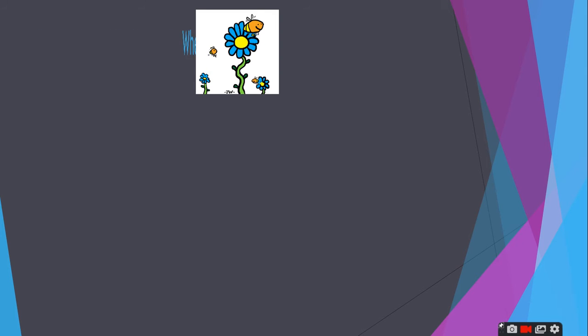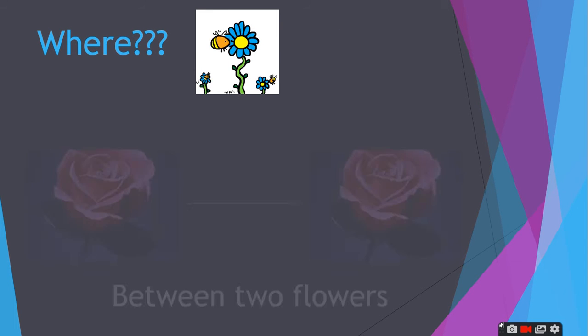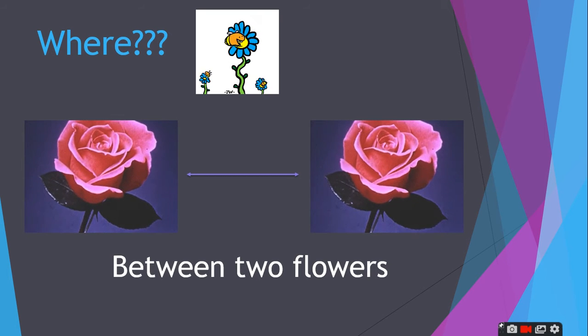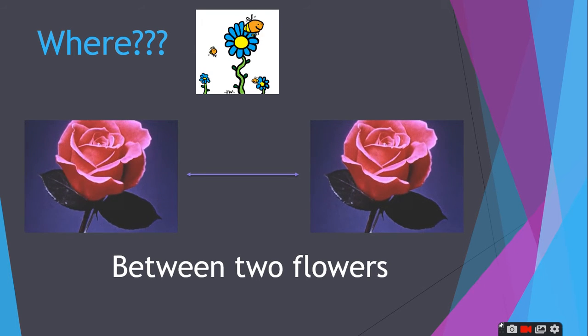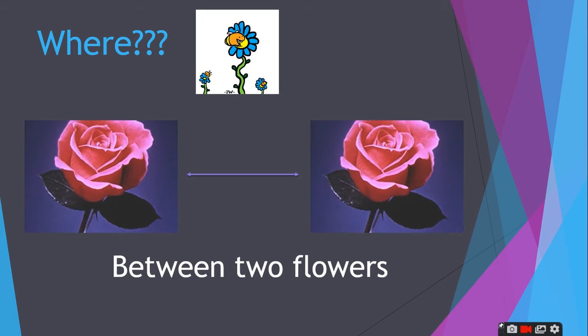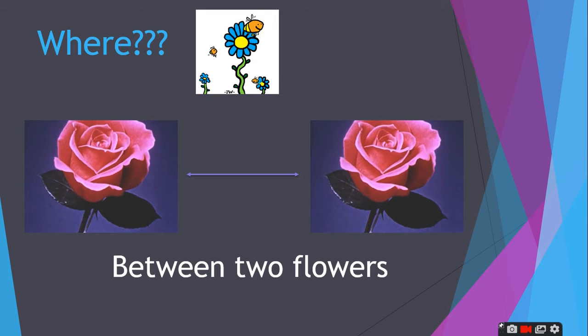So where does cross-pollination occur? Can you guess? That's right, between two flowers. But here they are on different plants of the same species, which means that cross-pollination occurs between two roses, not one rose and one marigold. Otherwise, it will produce the eighth wonder of the world.